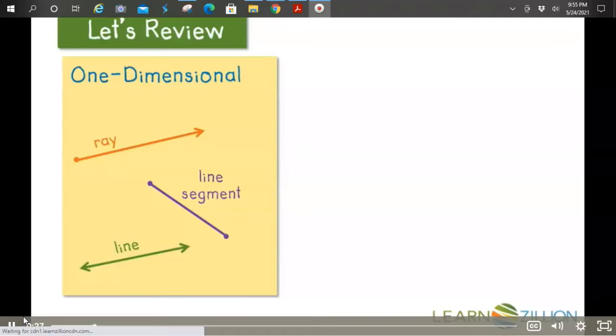Right here you see a ray, a line segment, and a line. And these have one dimension because they only have length. They don't have a width or a height.